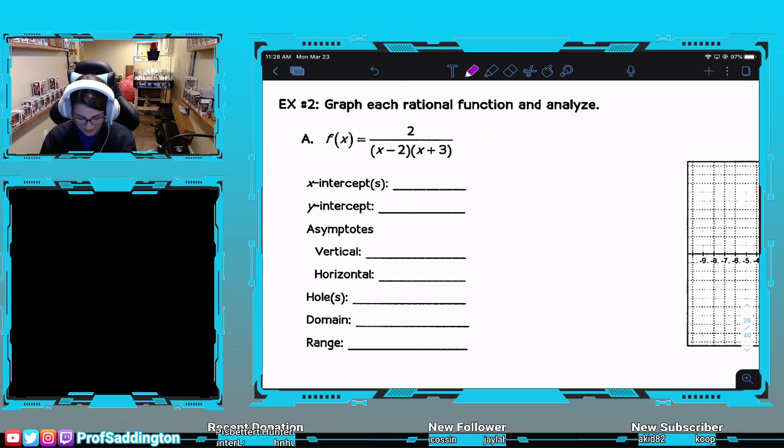So this one's in factored form. How nice. That was too nice. So graph each rational function and analyze. All right, so first we want to think of, is this case number 1, 2, or 3? So my numerator doesn't have any x, so it's really a degree of 0. And my denominator, if I simplify that out, is going to be x squared. So this is really like 2x to the 0 over, and I'll just simplify that out because why not? So therefore, this is case number 1.